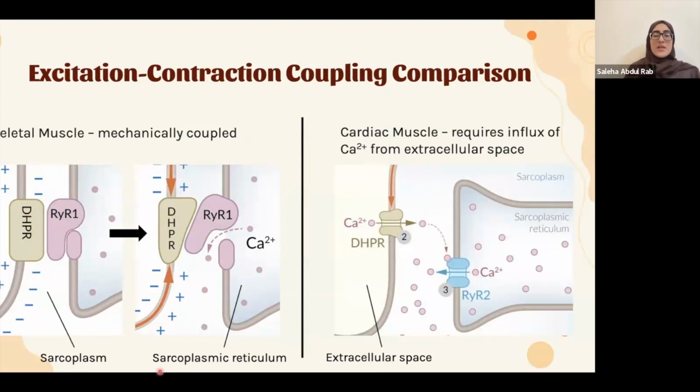sarcoplasmic reticulum. Someone in the comments or the replies, what is it called? Someone in the chat said that this is called calcium-induced calcium release, and that would be absolutely correct. Essentially, calcium is coming from the extracellular space. It lands over here on this ryanodine 2 receptor, causes calcium to come from the sarcoplasmic reticulum into the sarcoplasm.